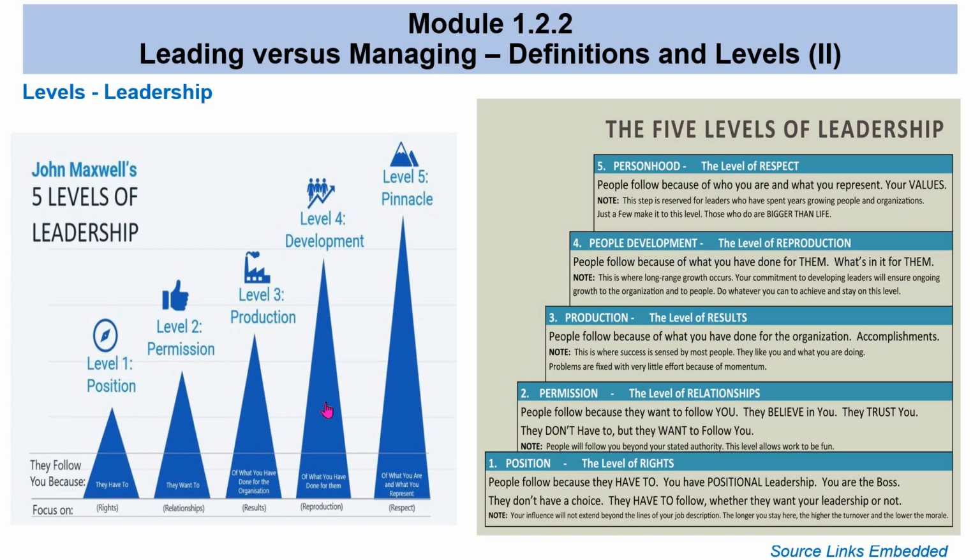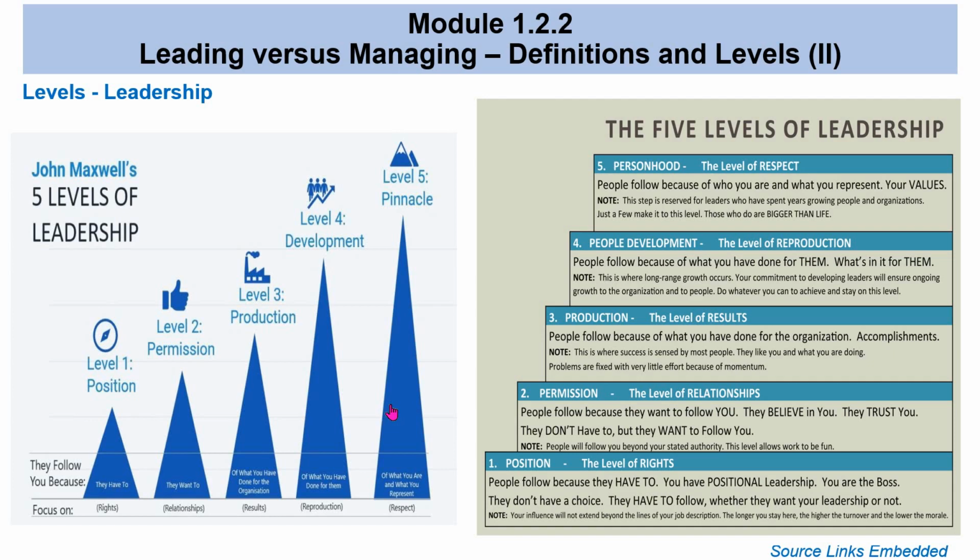And then there are people on the fourth level where, depending on what you have been able to do for your followers, many of them will follow you. They can develop because they know that with you, they not only get results, but they can develop themselves. And finally, the last level, which is the highest, is when people follow you because of what you are and what you represent.